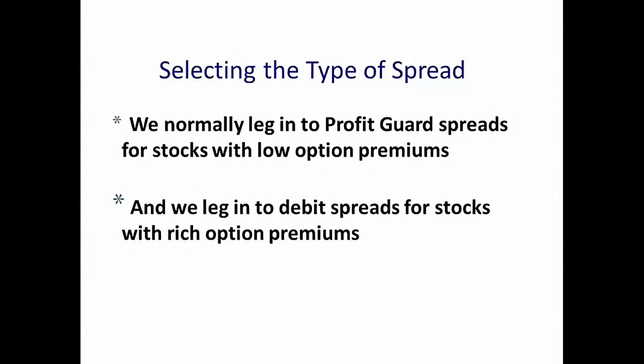Now we normally leg into profit guard spreads for stocks that have low option premiums, and we leg into debit spreads for stocks with rich option premiums. With debit spreads, you're selling option premiums, so you want to initiate debit spreads on stocks that have rich option premiums, because you'll collect more premium when you're short the premium, because the time value portion of the option goes to 0 at option expiration.